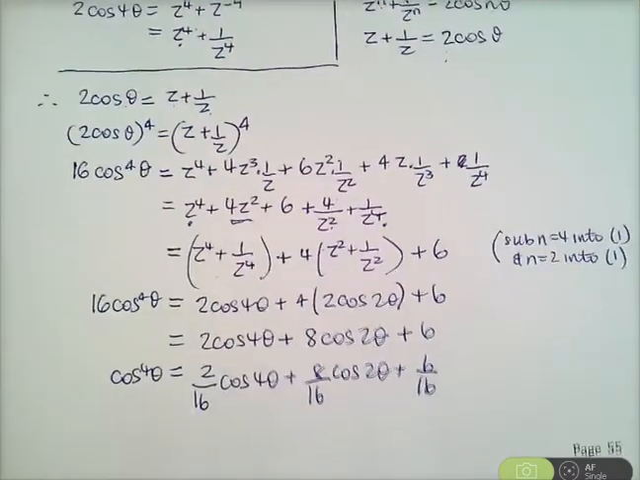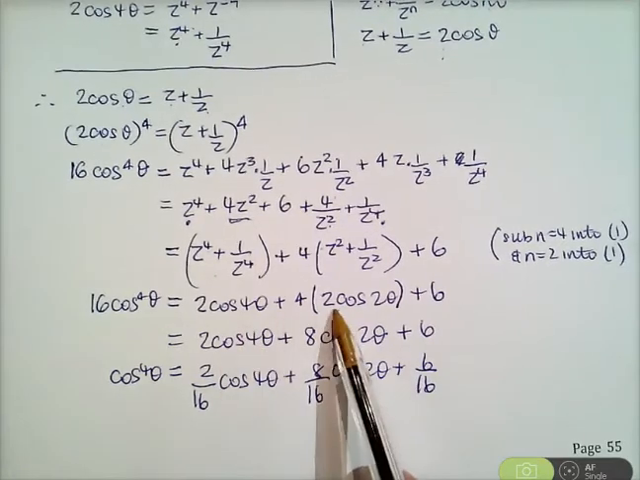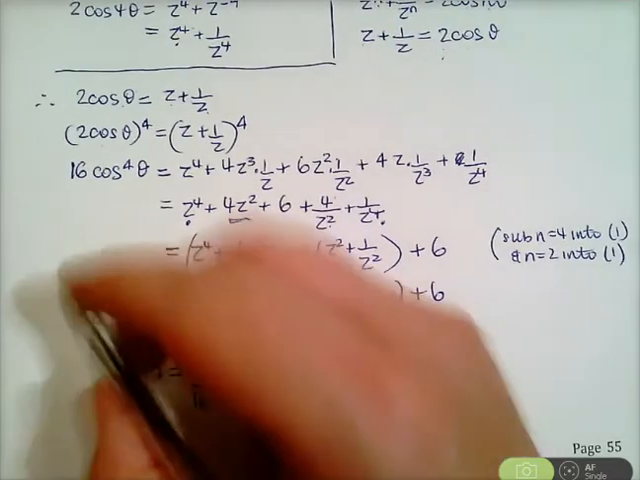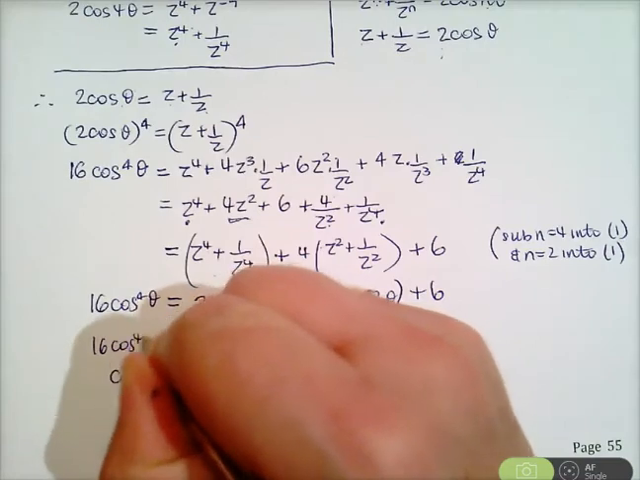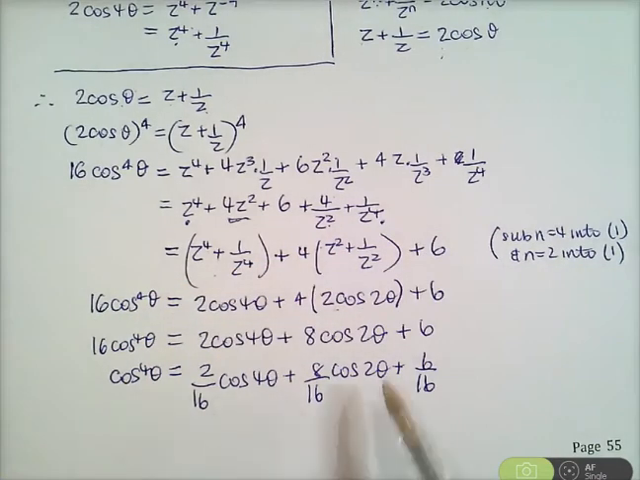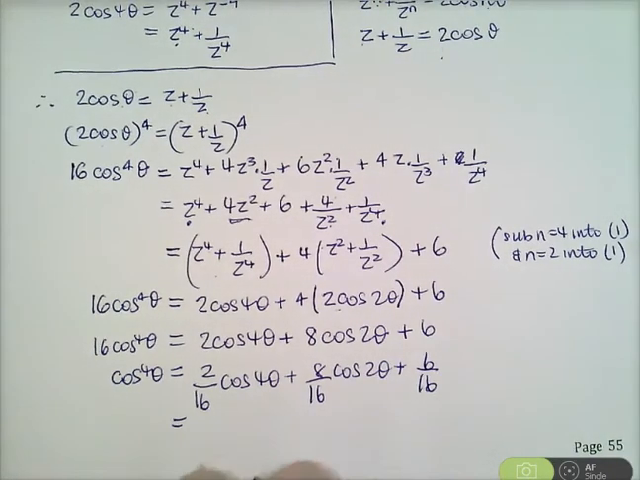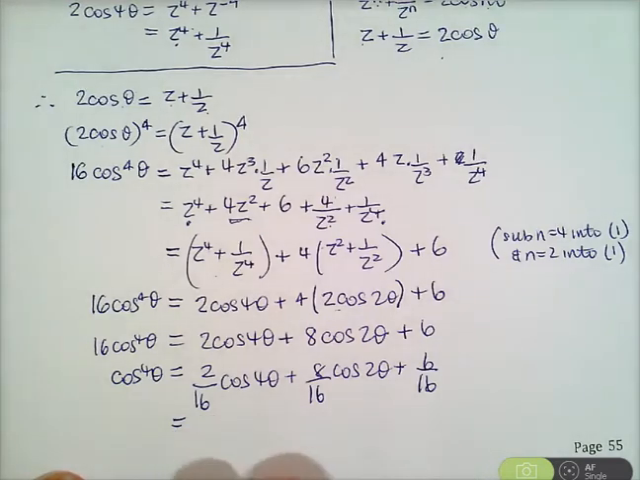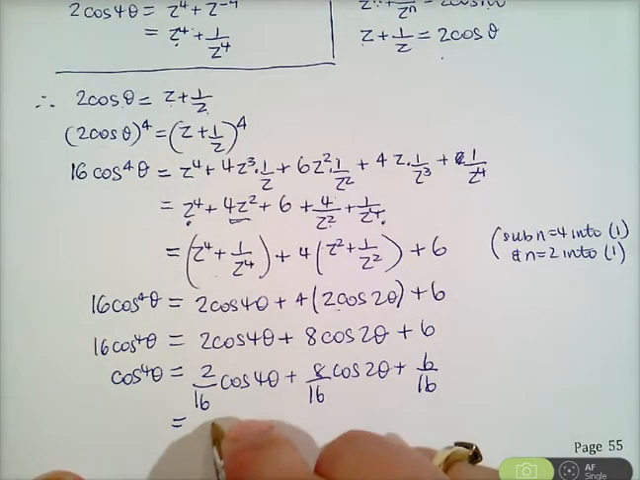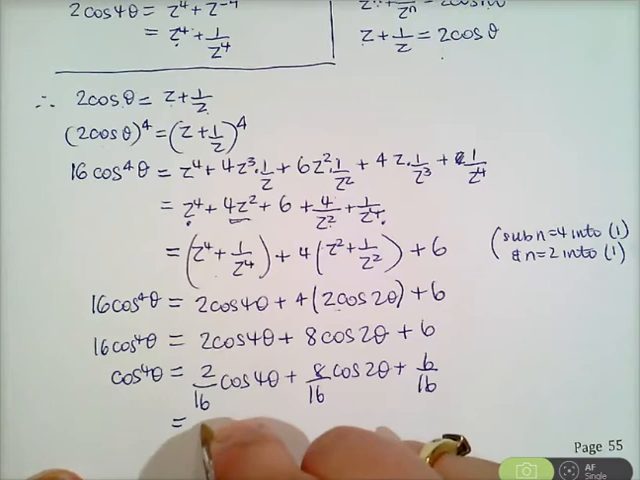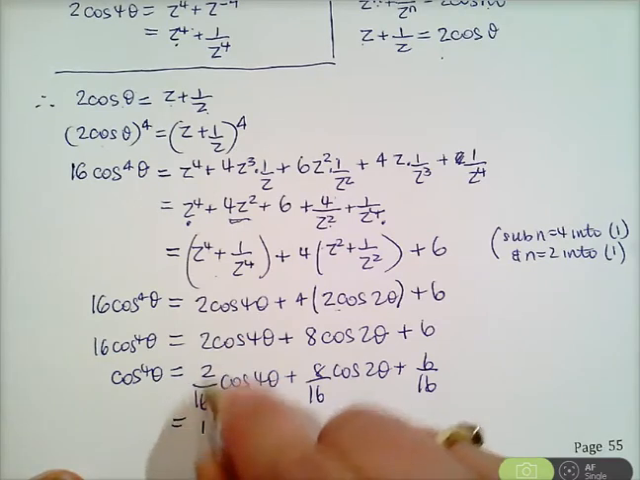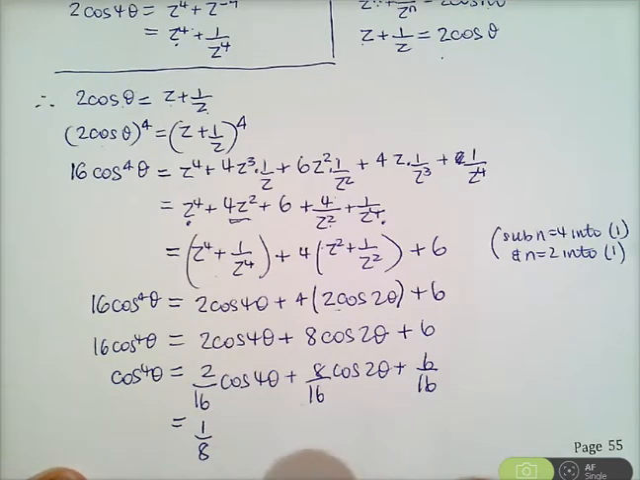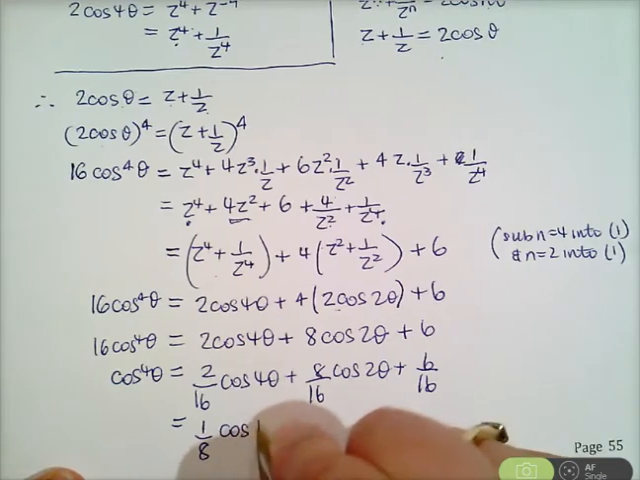Sorry, just running off screen there. So I've just expanded here, and then I've got 16 cos to the power of 4 theta, then dividing through by 16, and we end up with, now I'm going to take out, I need 1/8 actually as a common factor, but what I'll do, remember 2 on 16 is 1/8, so I've got 1/8 cos 4 theta.